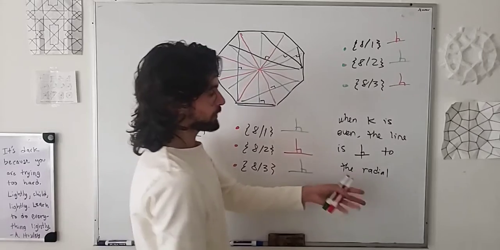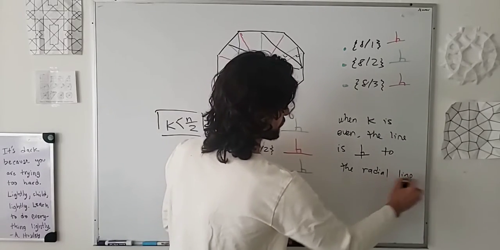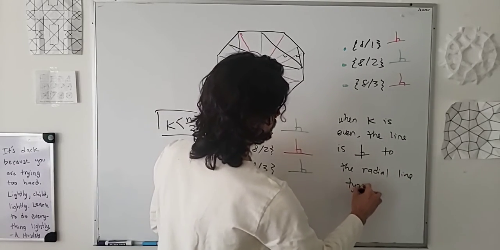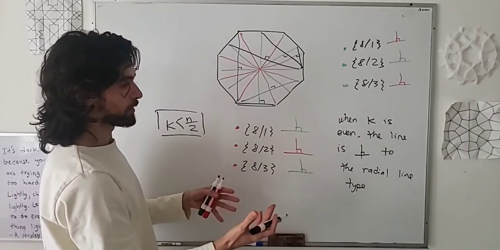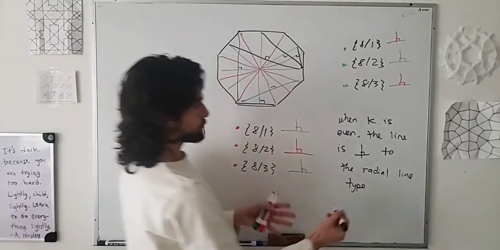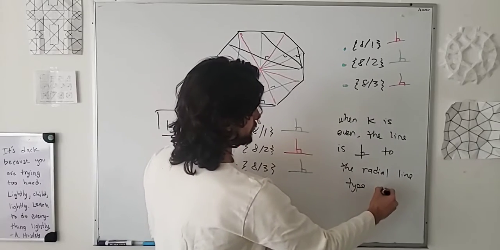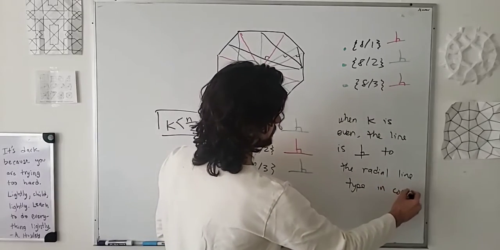To the radial line type. Because there's two types, right? There's the apothem and there's the radius. Is to the radial line type in contact. Yeah.